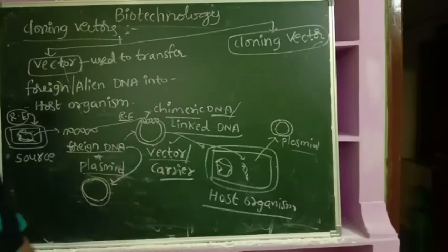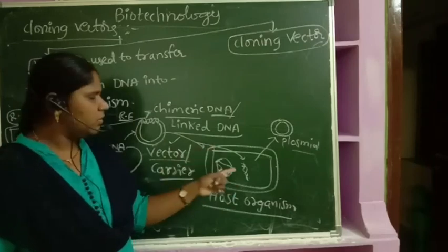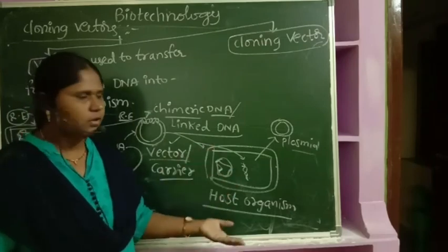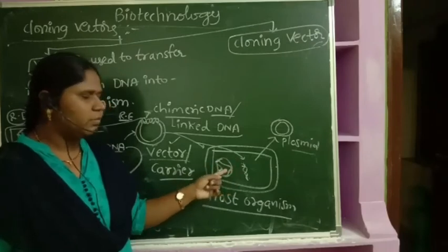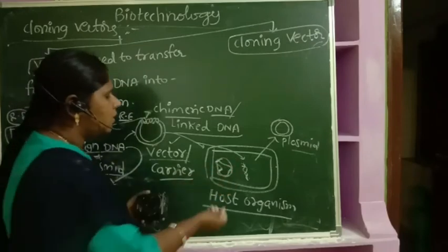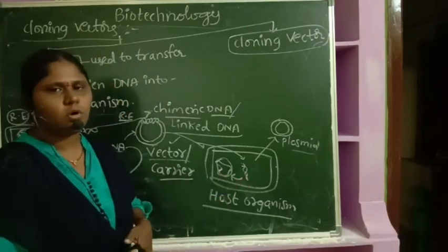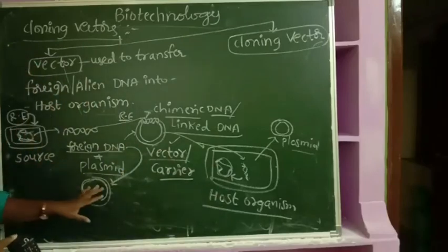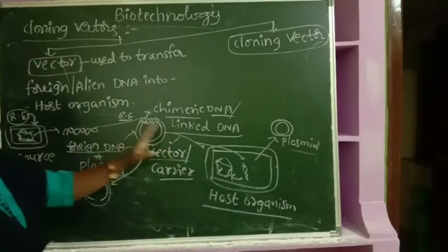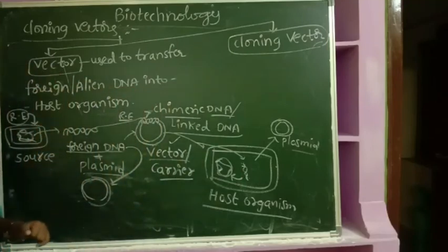Earlier we studied that the alien DNA produced here is unable to replicate by itself. Later it becomes integrated into the nucleoid, becoming a part of the nucleoid, and only then does it undergo multiplication along with the host organism. In this case, the plasmid takes the DNA, drops it and goes. That's why it is called a vector.